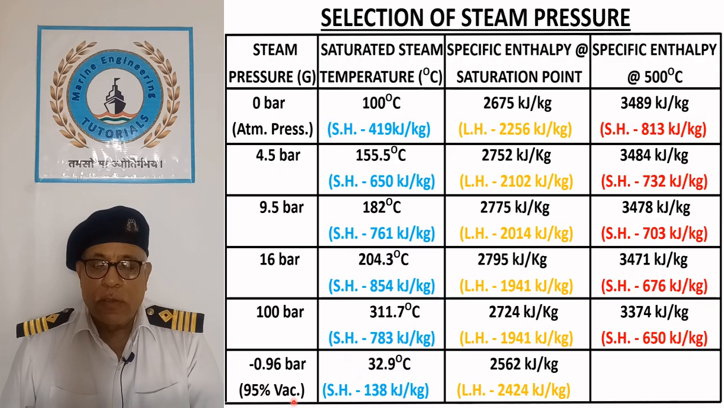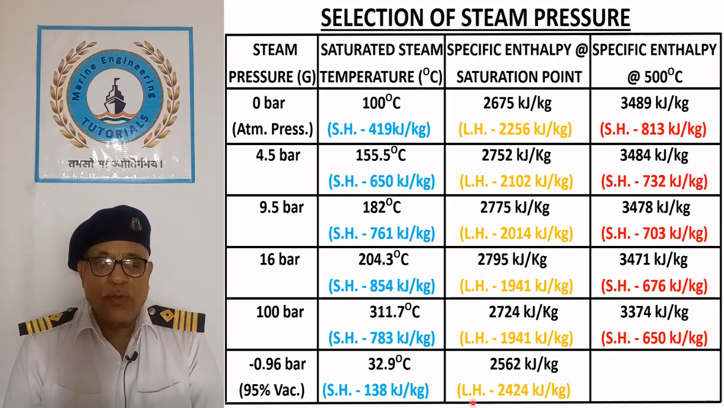The specific enthalpy of saturated steam is 2562 kilojoule per kg, consisting of 138 kilojoule per kg of sensible heat of water and 2424 kilojoule per kg of latent heat. However, all the latent heat of steam is rejected in the condenser, which is the main reason for the relatively low efficiency of steam power plants.